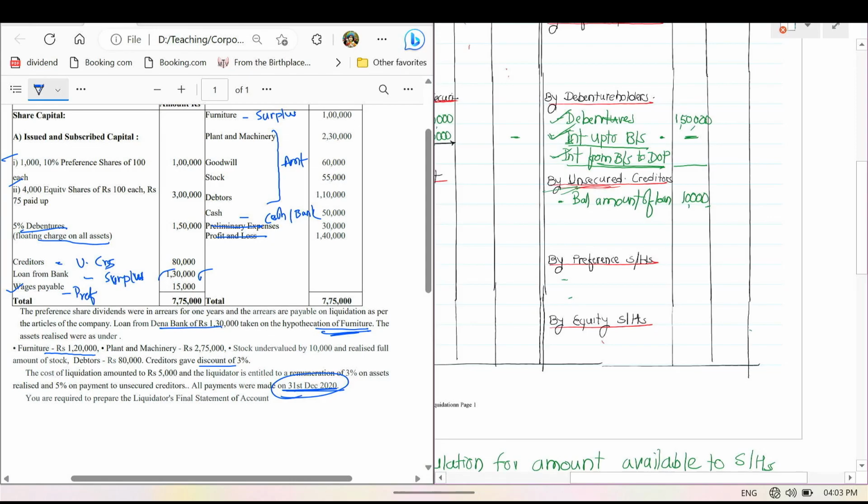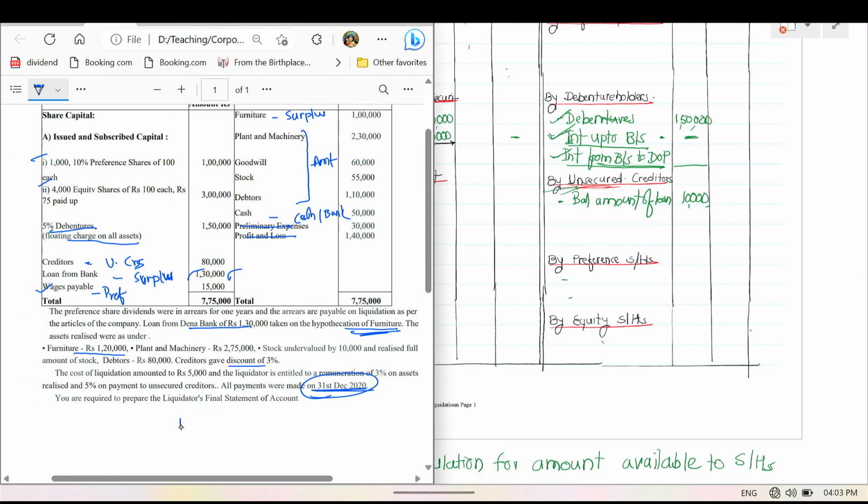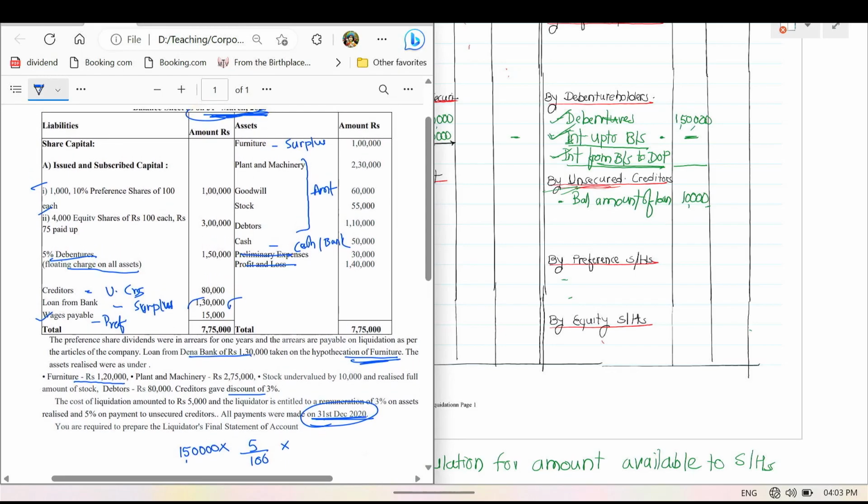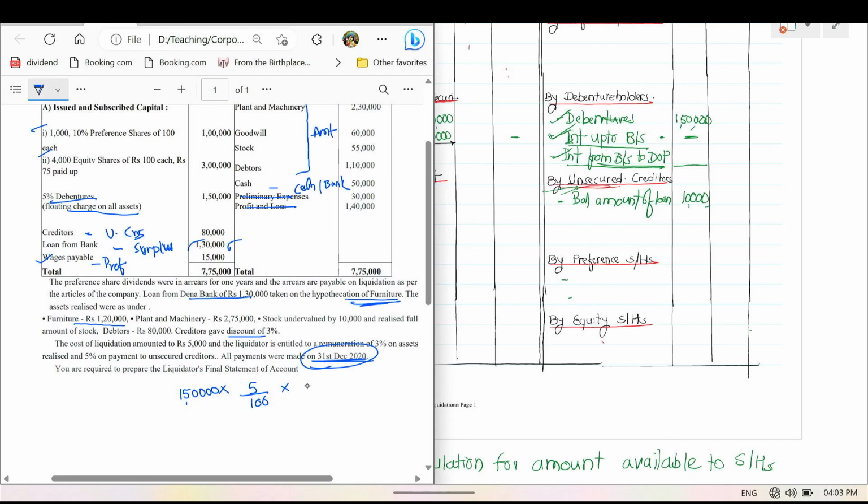Now how to calculate this, you know, is very simple. Basic amount 1,50,000 into rate of interest 5 divided by 100, 5%, into number of months from balance sheet to date of payment. Balance sheet 31st March to 31st December, you will find 9 months, into 9. You are writing in months, therefore divide by 12. If you are writing in years, then no need to divide by 12. If months, then divide by 12, because the rate is per annum, this should also be in annual form.